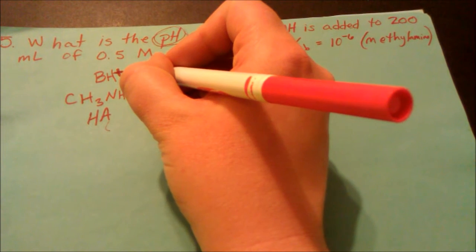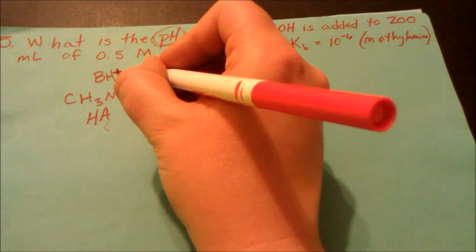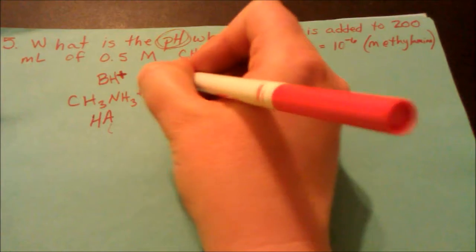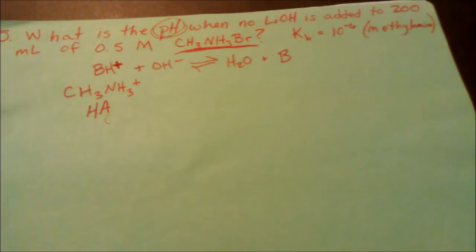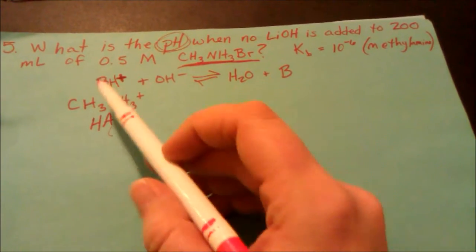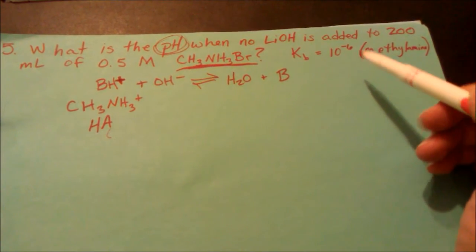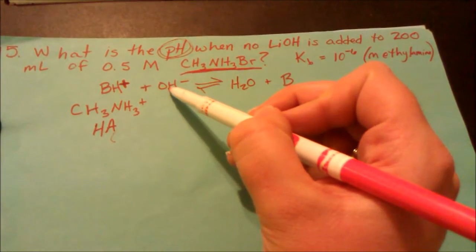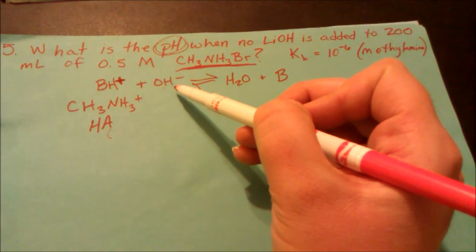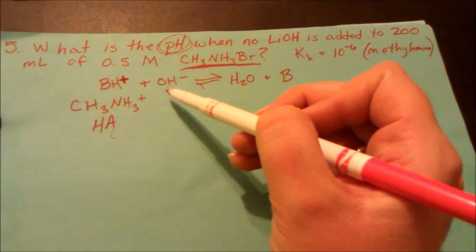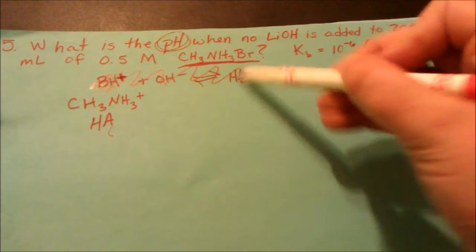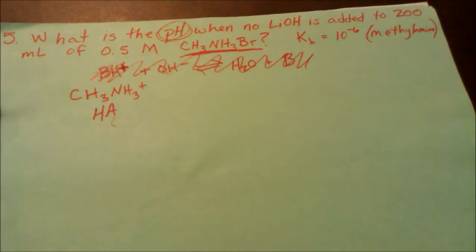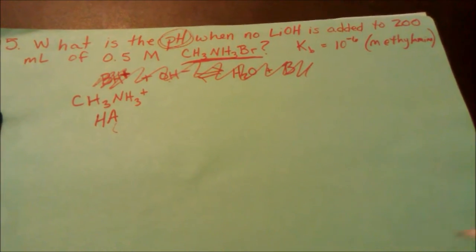Whereas if I was using BH plus, I would have to recognize that the BH plus would be combining with hydroxide to make water and our base. And in that particular case, I don't have a direct way of solving for protons. I would have to solve for the concentration of OH minus, turn that into pOH, and then solve for pH. That's a little more complicated than I feel like doing, so I'm not going to do it that way. You can, it would totally work, but it's more work than you want to do, I imagine.